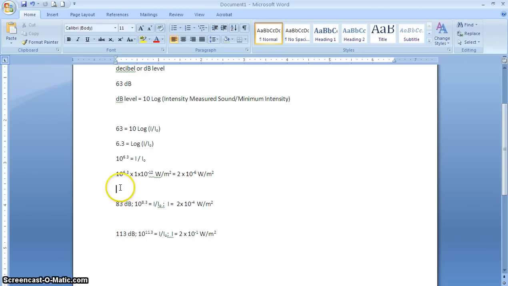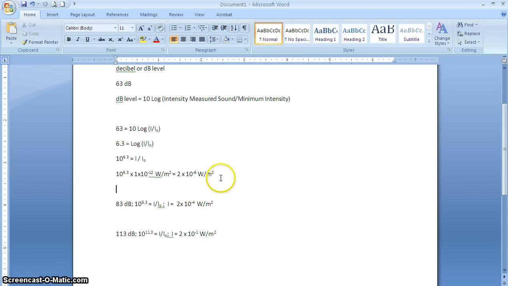If instead I had a decibel level of 83, well, I can kind of skip the initial steps here because I know that's going to be 10 to the 8.3 equals I over I sub O. If I solve that out, I get 2 times 10 to the negative 4th watts per meter squared. And if I have 113 decibels, that becomes 10 to the 11.3 equals I over I sub O. And I get that the sound intensity associated with 113 decibels is 2 times 10 to the negative 1. So you notice I kind of kept these numbers cleanish. We've got 63, 83, and 113.